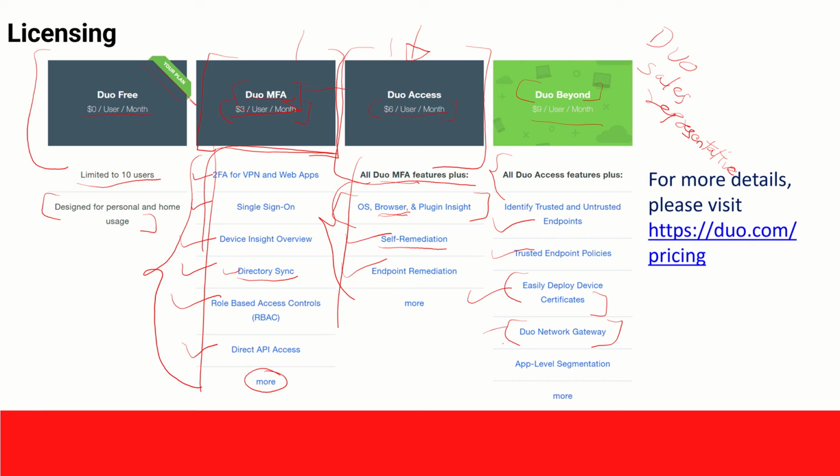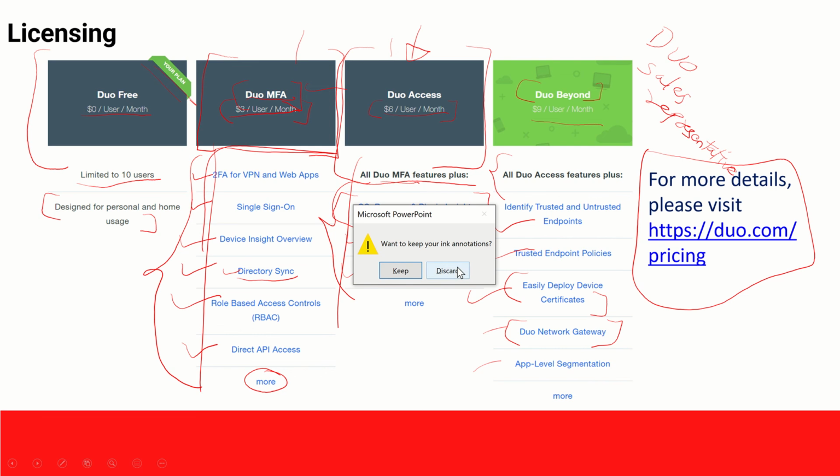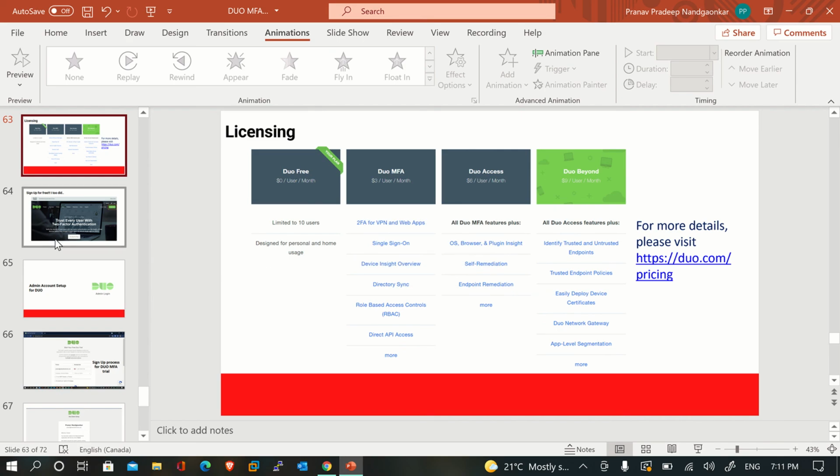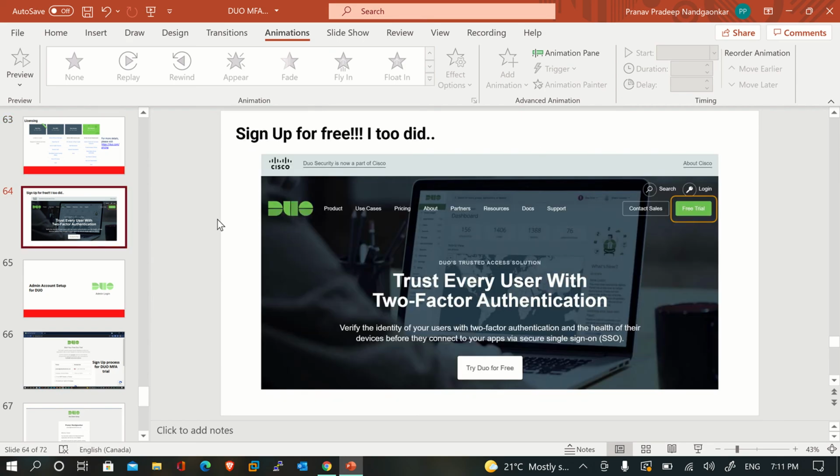And it also offers app-level segmentation. For more details, you can visit this specific URL, duo.com/pricing, so that you can get a good overview of what these features are exactly about, and many more features you get. If you go to duo.com, you'll see an option of free trial.